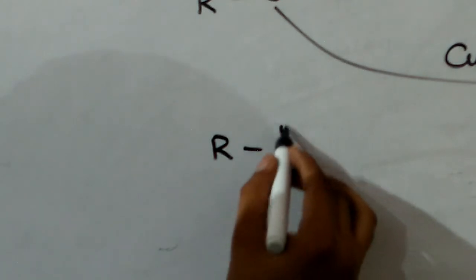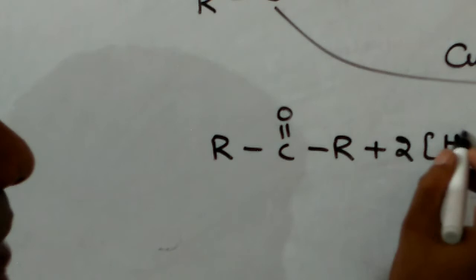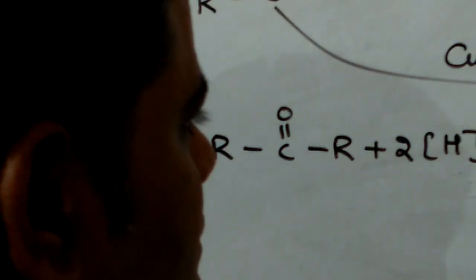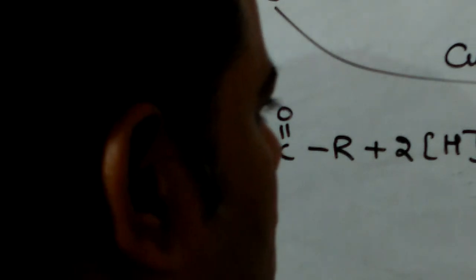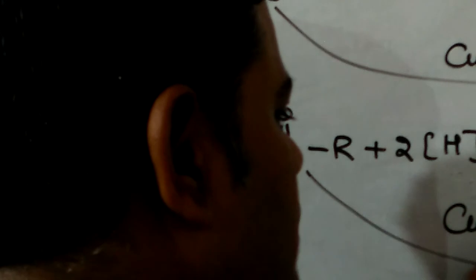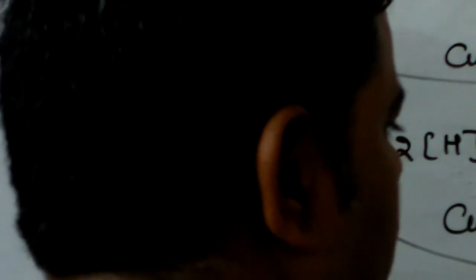Similarly, ketones on partial reduction with lithium aluminum hydride, sodium borohydride or sodium in ethyl alcohol will give secondary alcohol as a product, and this secondary alcohol on passing through copper tube at 573 Kelvin will give ketone. These 4 conversions might be there in exam.